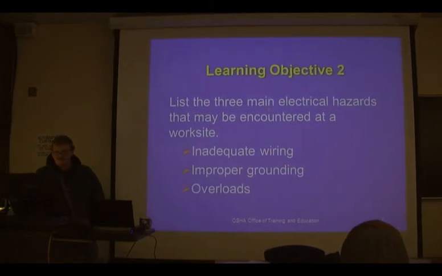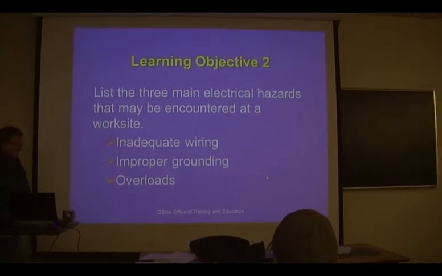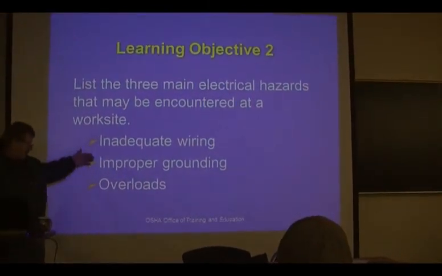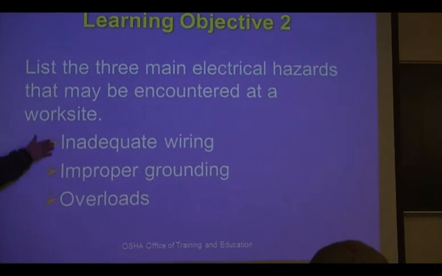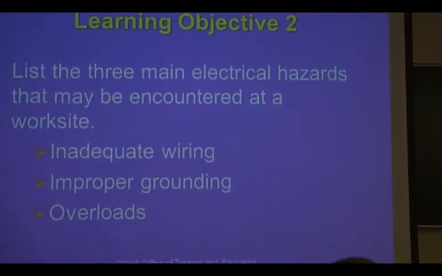Learning objective 2, list the 3 main electrical hazards that may be encountered at a work site. These are the 3 main hazards: inadequate wiring, improper grounding, and overloads. What do you think inadequate wiring is? We're going to talk about this later on. That's like using 18 gauge when you need 10. You go to your standards, see what the current load on the system is, and use the proper wire.